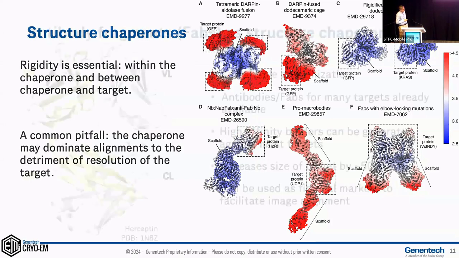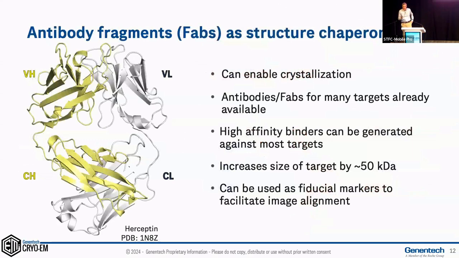We like Fabs a lot. The Fabs are the fragments of IgGs and antibodies. They have two chains, heavy and light, and they have variable domains. And at the top here are the CDR loops, which are hypervariable and determine the specificity of the binding. We use them both for crystallization and for CryoEM.